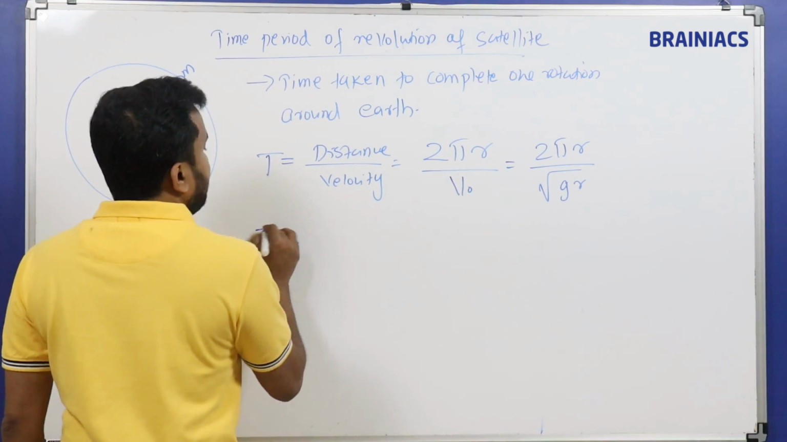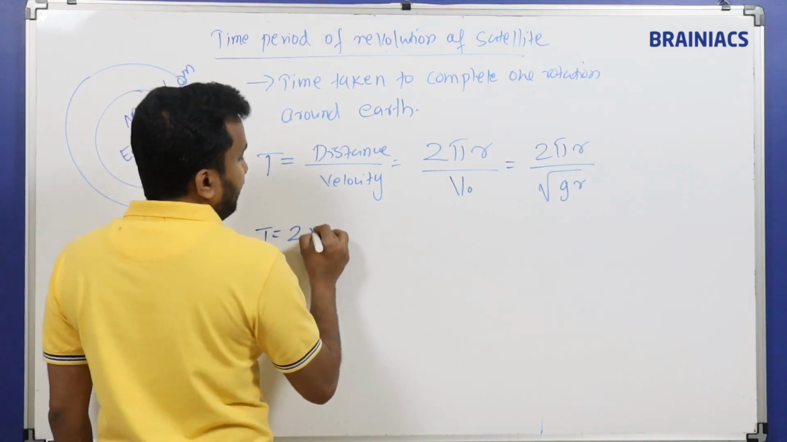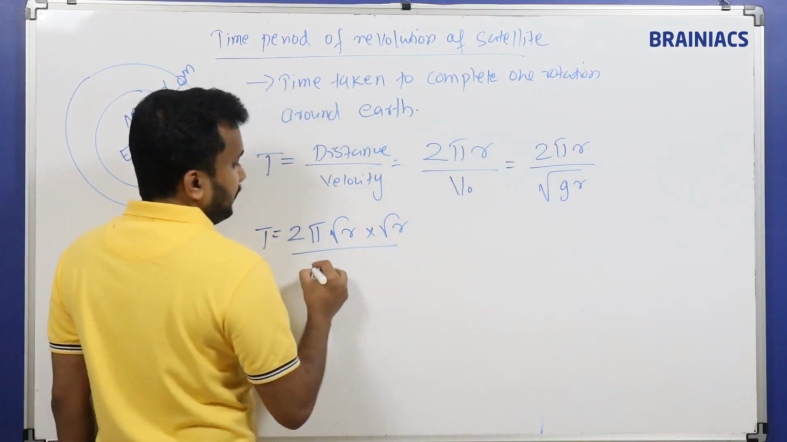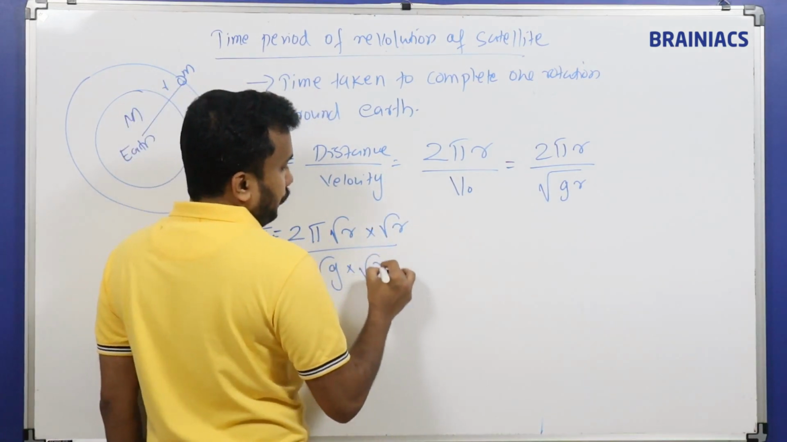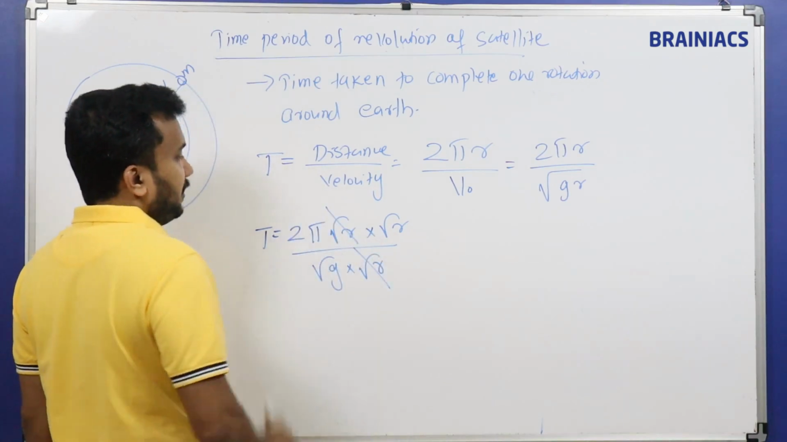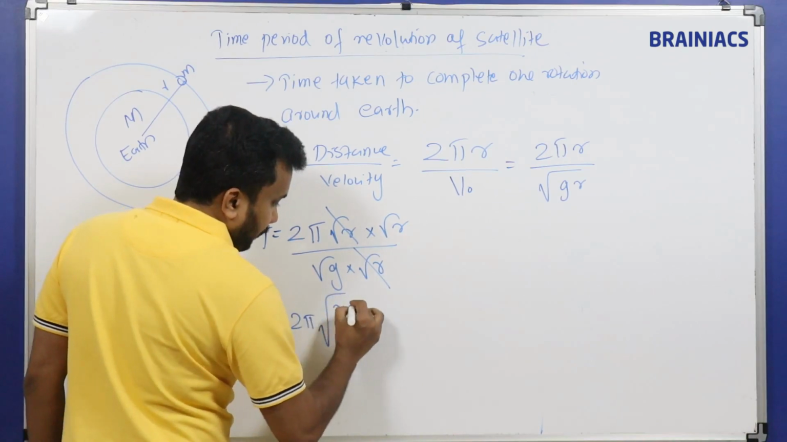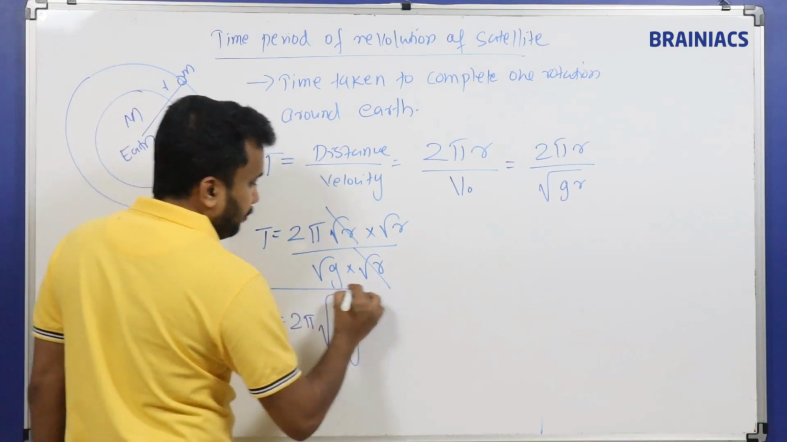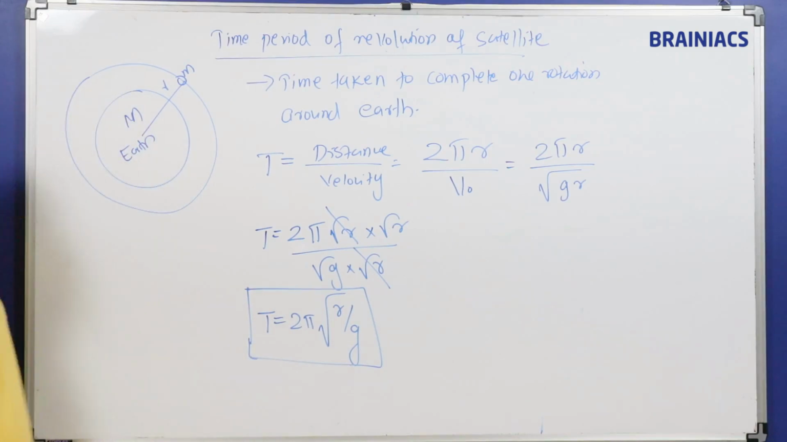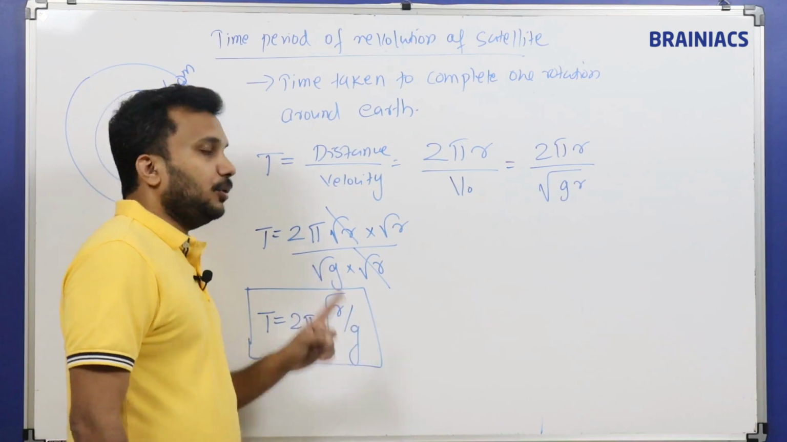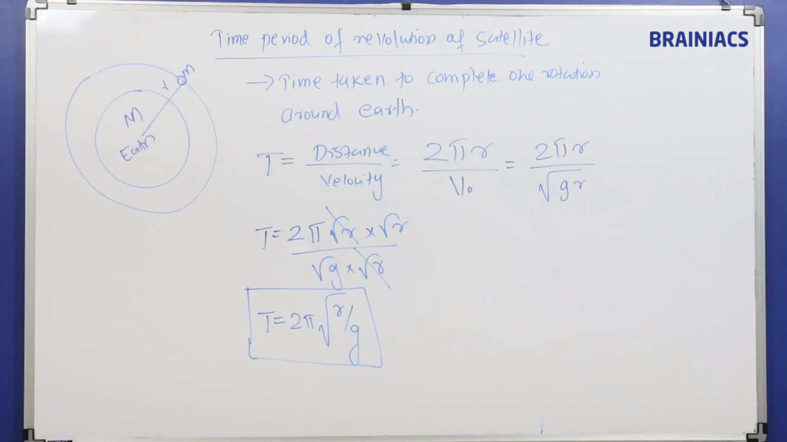So what will happen? T is equal to 2 pi into, the r can be written as root r into root r. This can be written as root g into root r. So root r gets cancelled. So you will get T is equal to 2 pi into root of r by g. This is an important relation to know. So time period of a satellite, T is equal to 2 pi into root of r by g in terms of r.